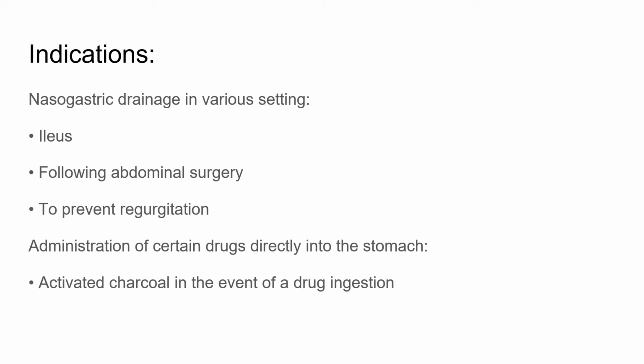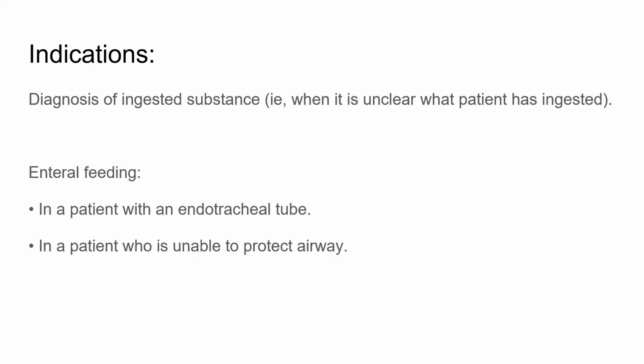So the indications of this particular nasogastric drainage: in ileus, following an abdomen surgery to prevent regurgitation, to administer certain drugs into the stomach, such as activated charcoal in the event of drug ingestion. And most of the time, if the patient is not able to swallow, in this particular situation the person will be fitted with a nasogastric tube. So these are the indications of the nasogastric tube.